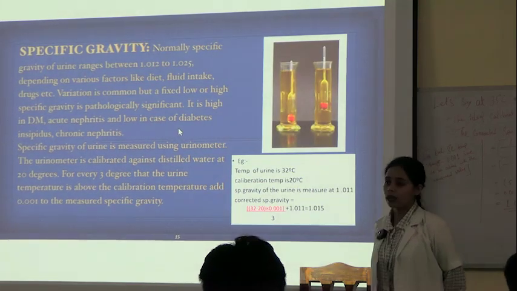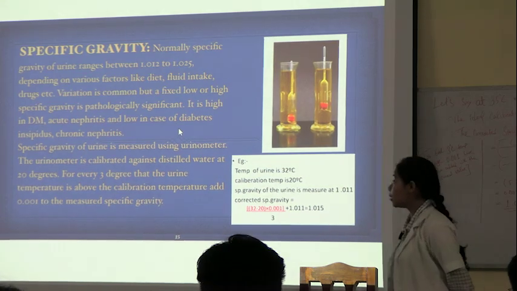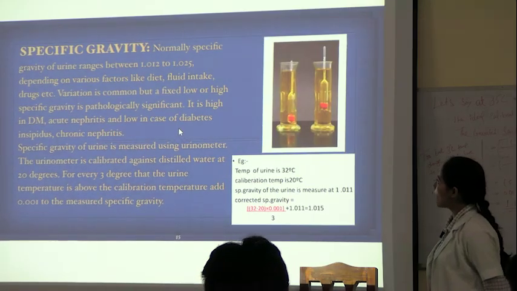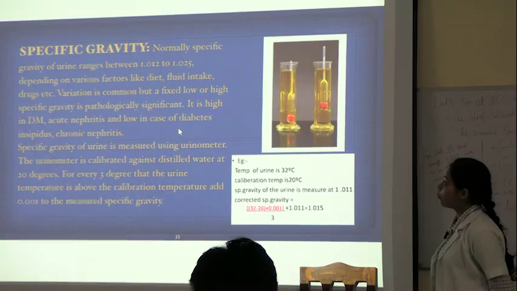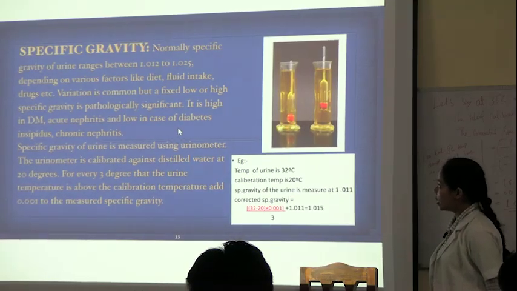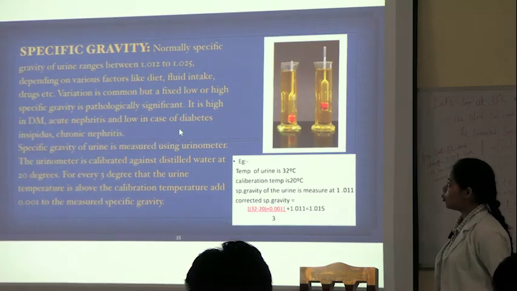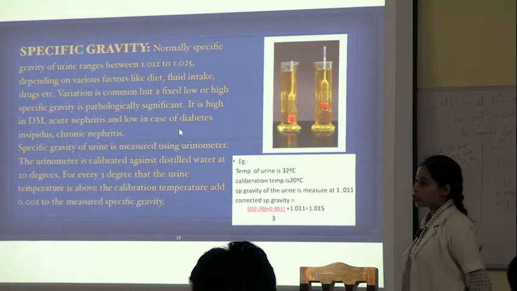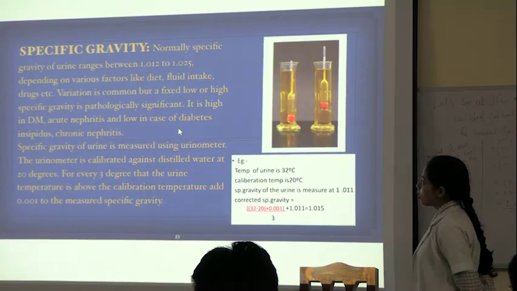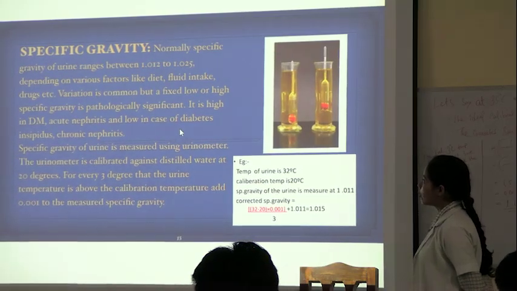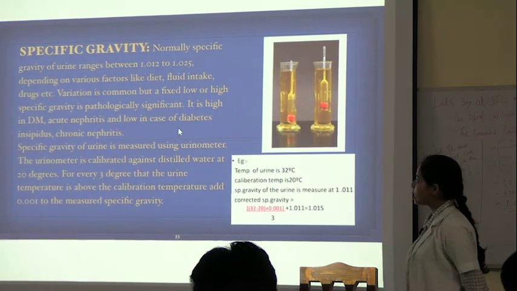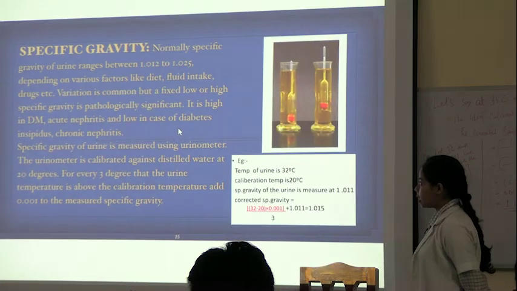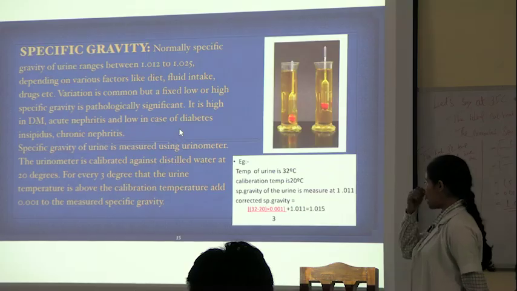Now specific gravity, this is very important. Normally specific gravity of the urine ranges between 1.012 to 1.025 depending on various factors like diet, fluid intake, drugs, etc. Why fluid intake? Because the specific gravity will be more during dehydration, because the water is less. Variation is common, but a fixed low or high specific gravity is pathologically significant. It is high in diabetes mellitus, acute nephritis, and low in case of diabetes insipidus and chronic nephritis.